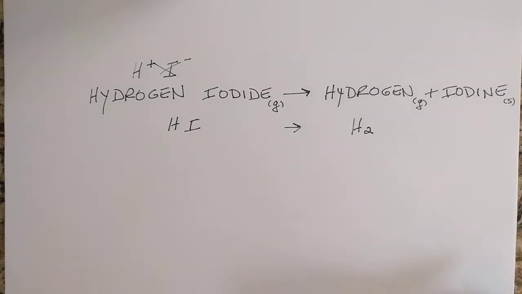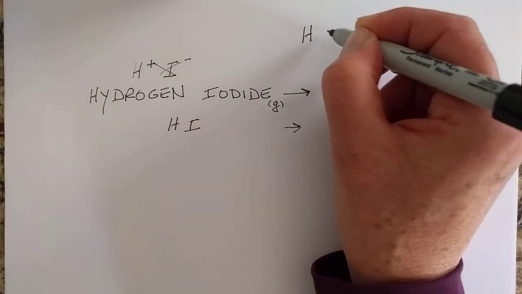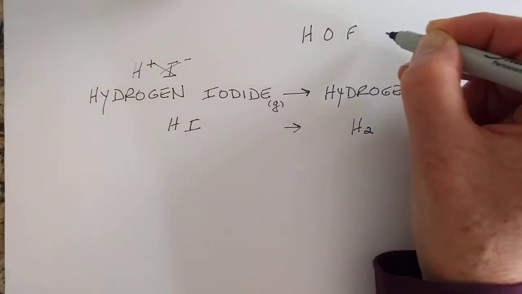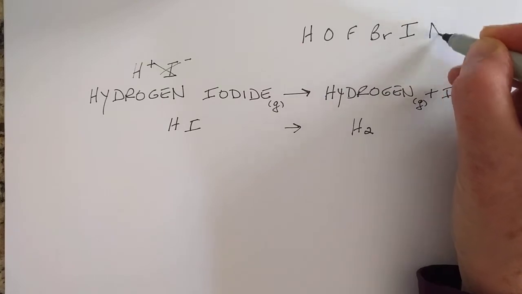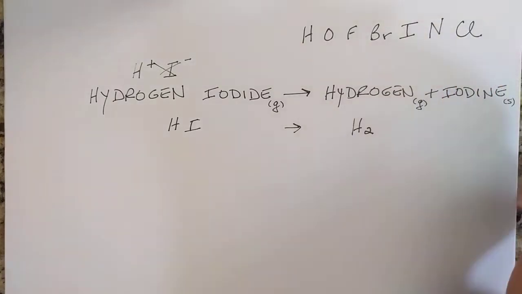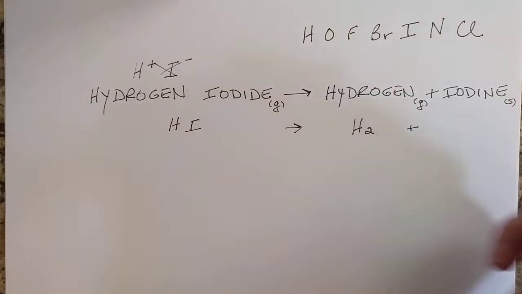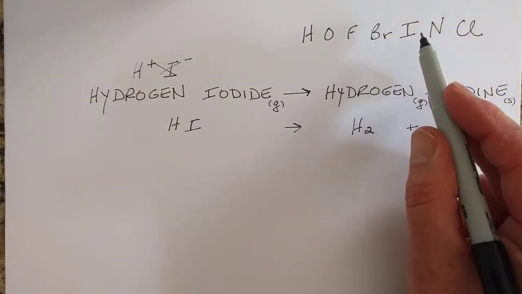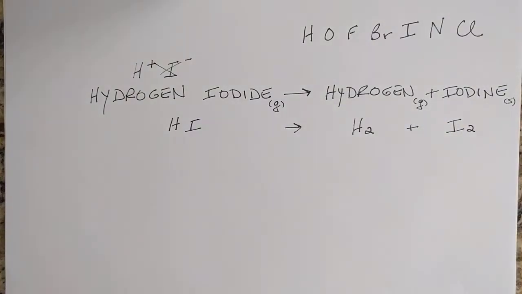And let's review those Hofbrinkel elements because they're going to be really important for writing chemical equations. So hydrogen, oxygen, fluorine, bromine, iodine, nitrogen, and chlorine. All of these, when they're by themselves in a chemical reaction, must have 2 for a subscript. Okay, so we have iodine. Iodine is one of our Hofbrinkels, so that must be written as I2.